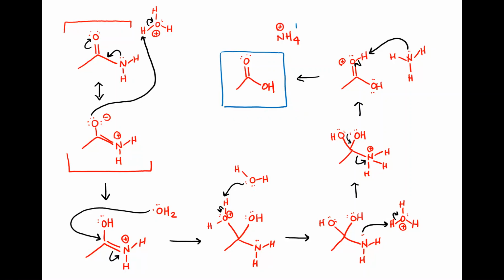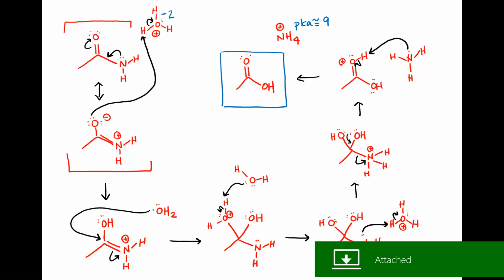Ammonia's pKa is about 9 to 10, and the pKa of the acid here is -2 for hydronium ion. So there's a driving force to form the weaker acid in the reaction.